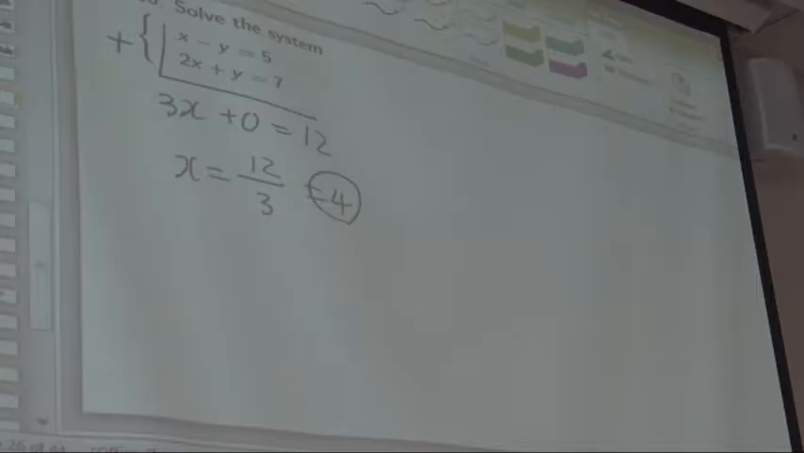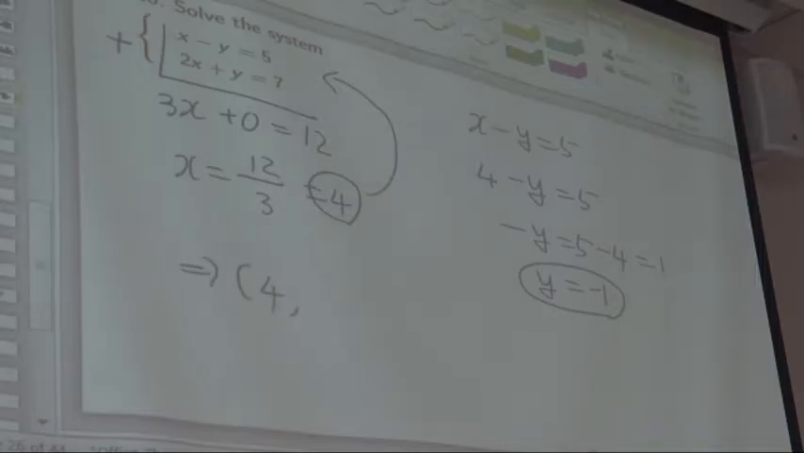Now I got a 4, so plug in either one of these. x minus y equals 5, but the x is a 4, so 4 minus y equals 5. Then negative y equals 5 minus 4, so negative y is 1. So y equals negative 1. Then the solution is 4 comma negative 1. And that is the solution.